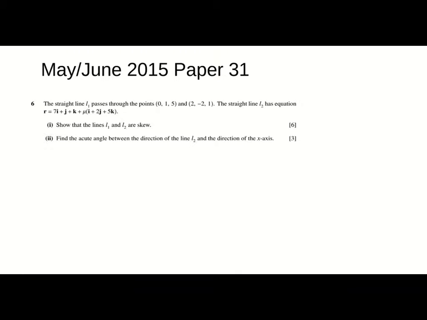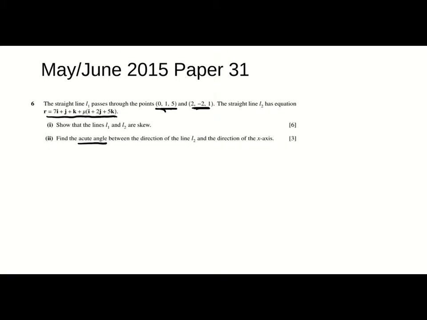So this is the first question. We're given the straight line that goes through the following 2 points, this point and this one, and the vector equation of a second line, which is this one here. So we have to show that lines L1 and L2 are skew. Then we have to find the acute angle between the second line and the direction of the x-axis.